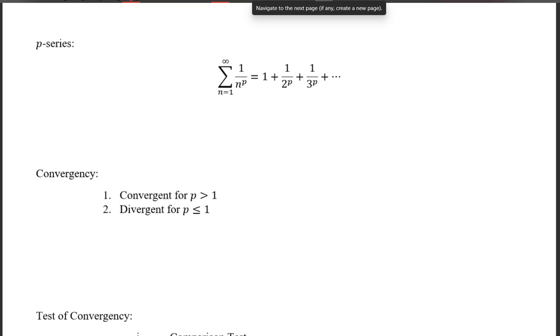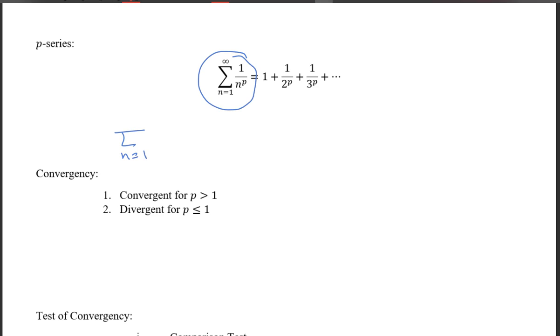Now P series. Without proof, just remember this. This is the P series. P series means the form 1 by n to the power p, summation n equal to 1 to infinity of 1 by n to the power p. That means suppose p is equal to 1.